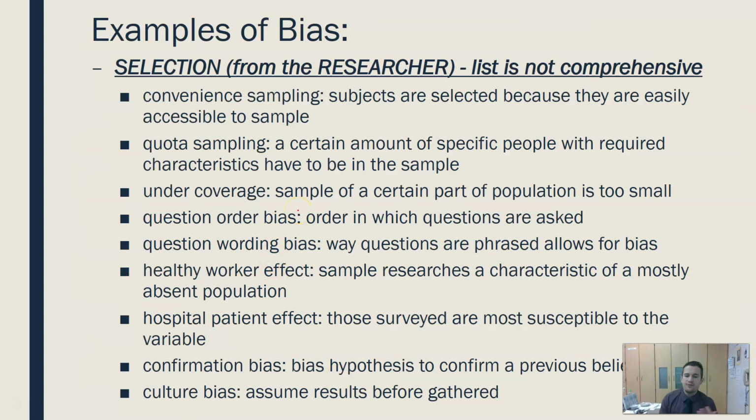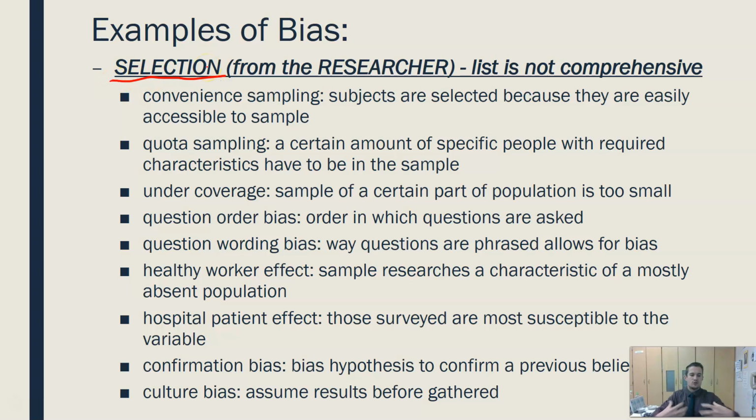So there's a few different examples of bias. This is not a comprehensive list. There's tons of different kinds of bias you can run into when setting up statistical studies and surveys and these different experiments. But these are some examples of selection bias.